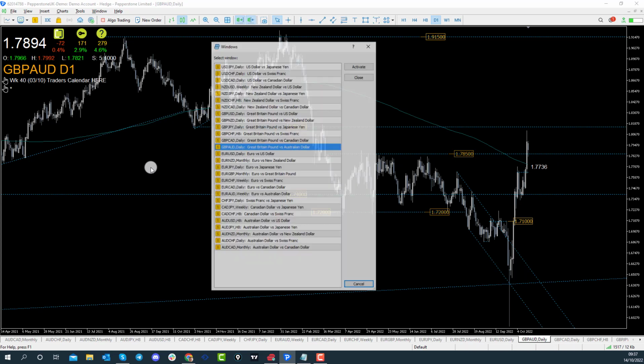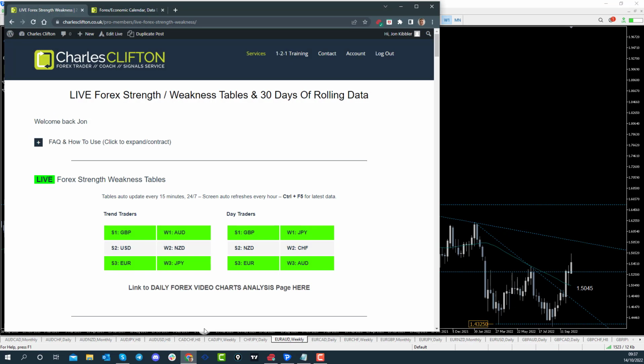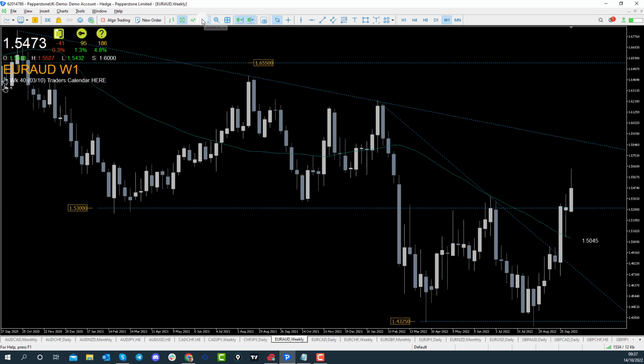So we're actually going to check out Euro Oz as well. Why are we checking on Euro Oz? Well, we've got Euro as the third strongest, Aussie as the first strongest on the trend traders, but W3 on the day traders and S3 on the day traders for Euro. So what can we see on Euro Aussie?